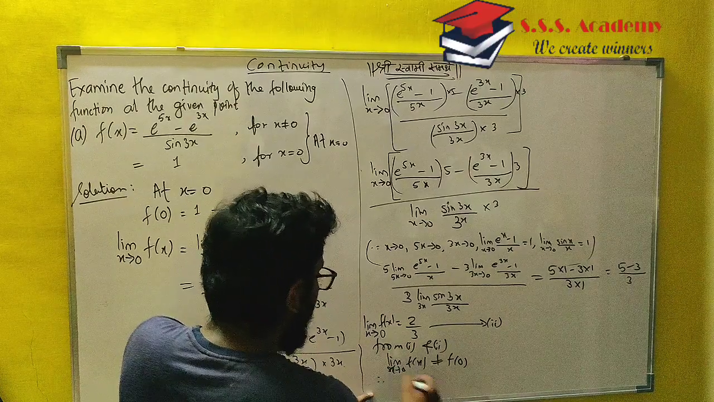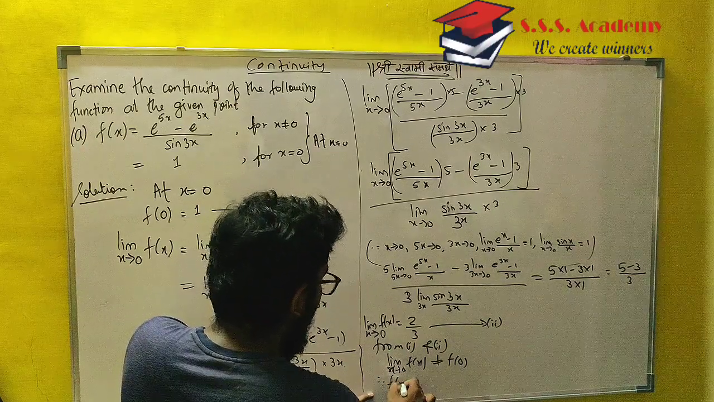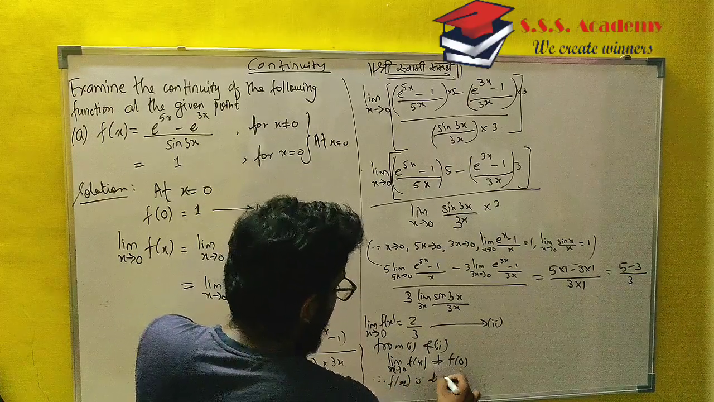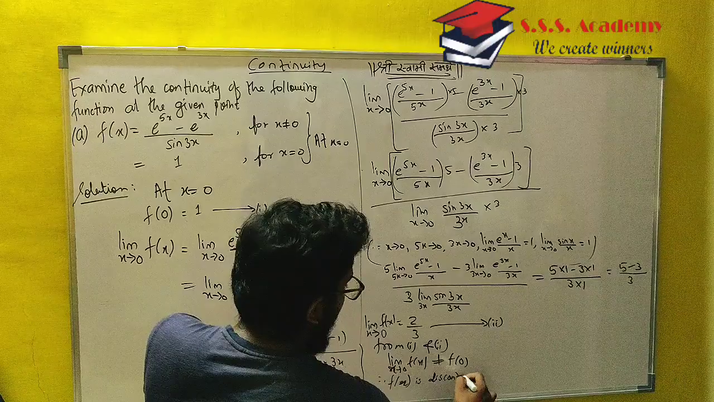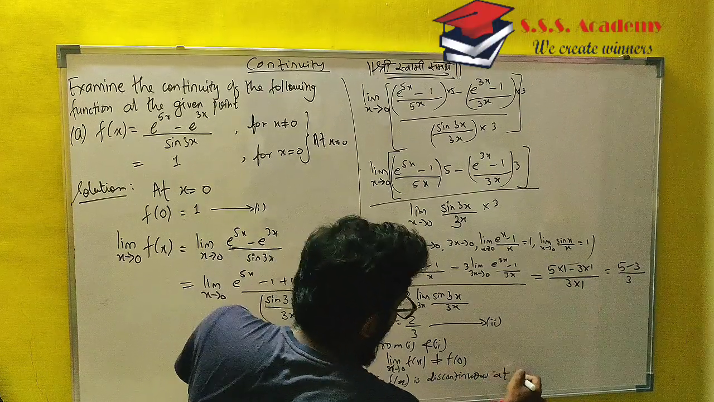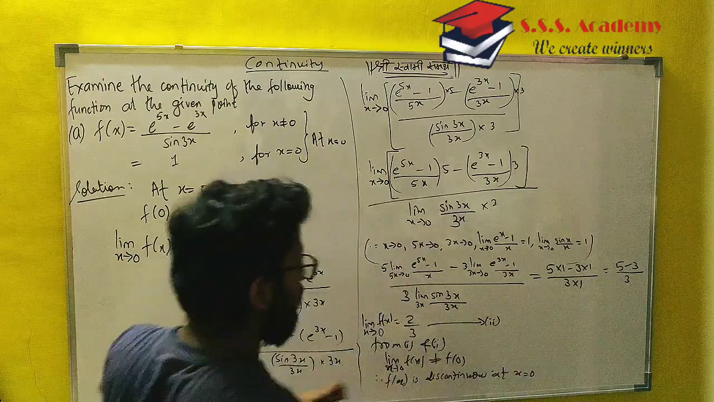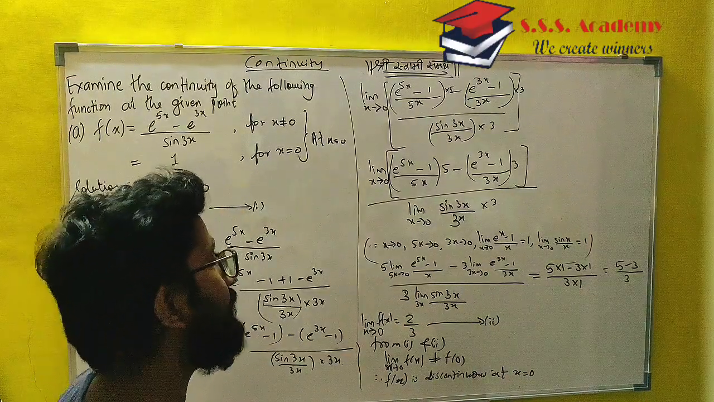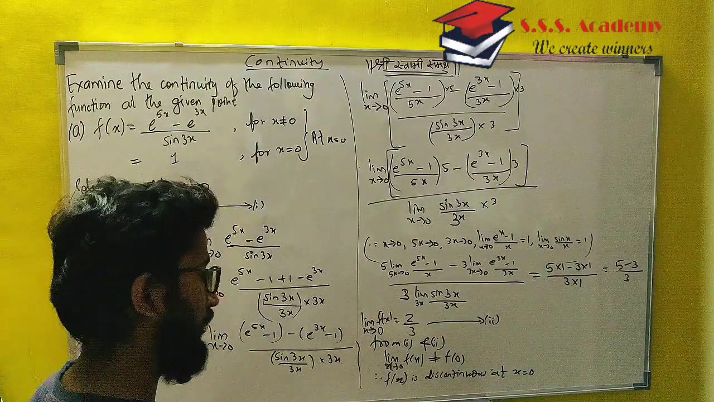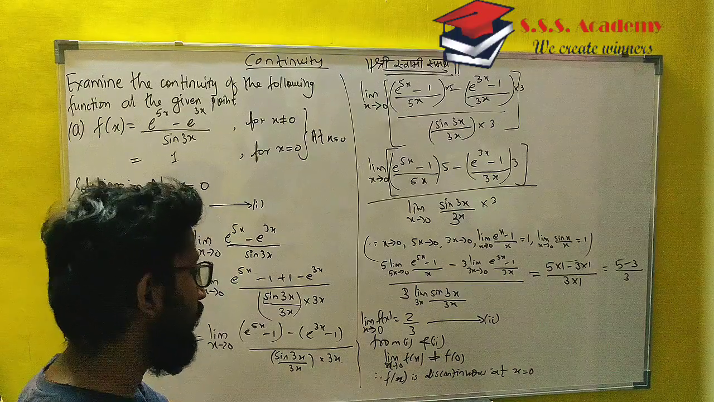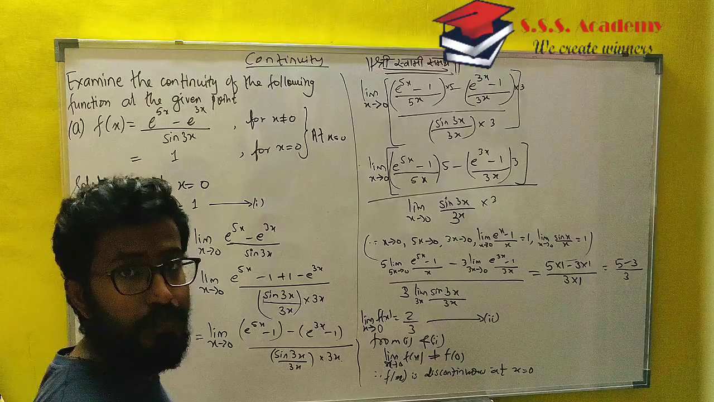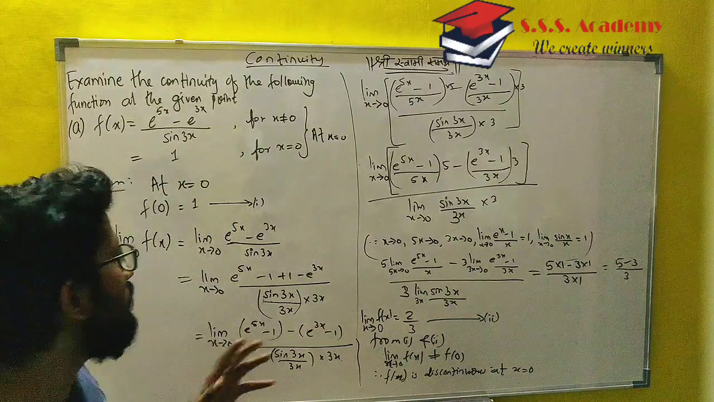So therefore we'll say that the function is discontinuous at what is the point? That is at x equals to 0. So what we have seen, using that concept only, we have checked out the continuity of a function. At x equals to 0, since this is not at all equal, we'll say that the function is discontinuous. I hope you all understood this.